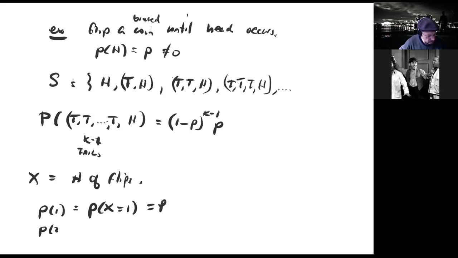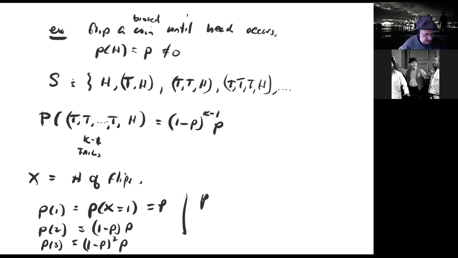What about the probability of 2? Well, by the calculation that I made back up here, it would be (1 minus p) times p. What's the probability of 3? It would be (1 minus p) squared times p. In general, the probability of n flips occurring is (1 minus p) to the n minus 1 times p, just like we computed before.